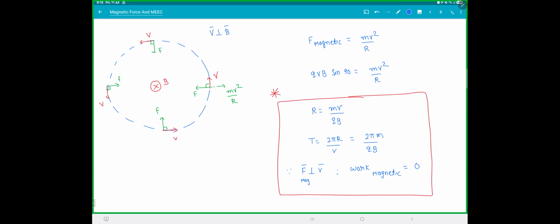Clear with this? There, we started with qV cross B, and we said that since you're going in a circle, that should be equal to the centripetal force mv square by r. From there, we got the radius and the time period. Any doubts on this? Clear with this?